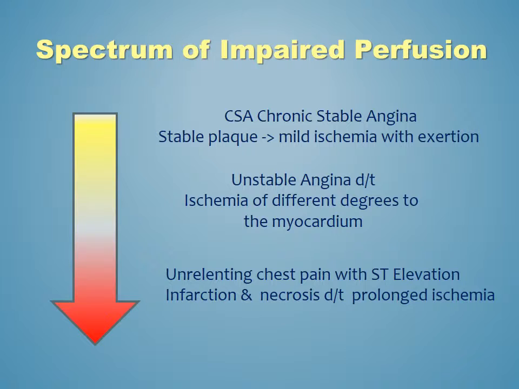So we say that chronic stable angina occurs with a stable plaque, leading to mild ischemia with exertion that is relieved with rest. Unstable angina is due to ischemia of different degrees to the myocardium and continues even with rest and/or medications, but has normal biomarkers. And then there is unrelenting chest pain with ST elevation, which indicates infarction, necrosis due to prolonged ischemia, and this type will have positive biomarkers.